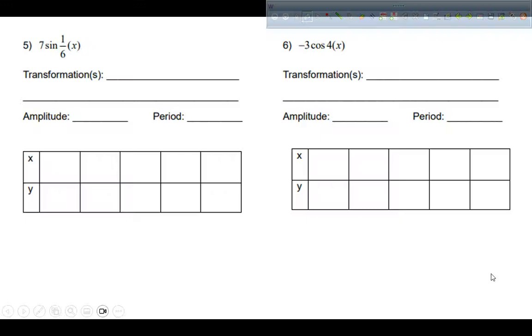All right, so can someone tell me what the 7 does? Like, what do we call the 7 in the description? It is the amplitude and it's the vertical stretch, both of those things. All right, so this has a vertical stretch of 7. Because that's vertical, that means it's up and down. So that means that the y values are going to be impacted.